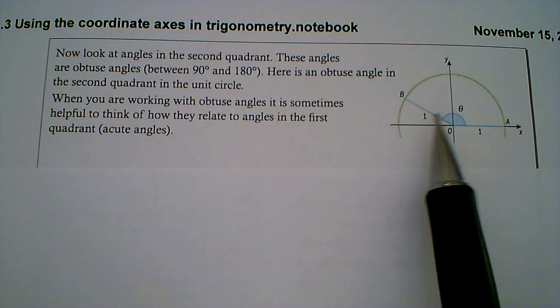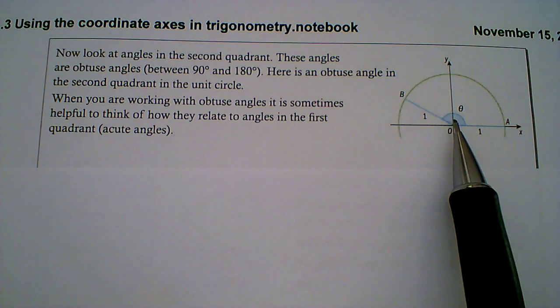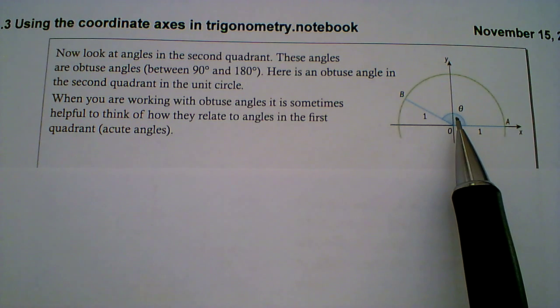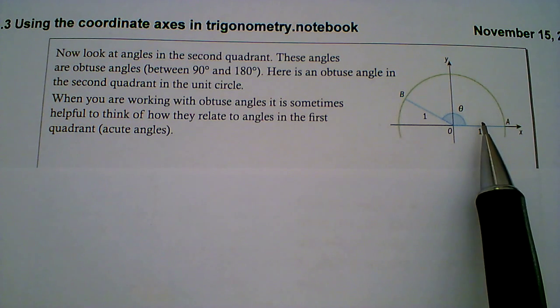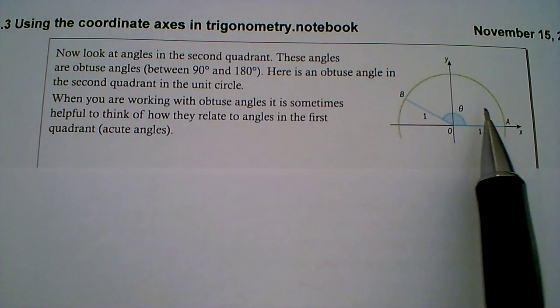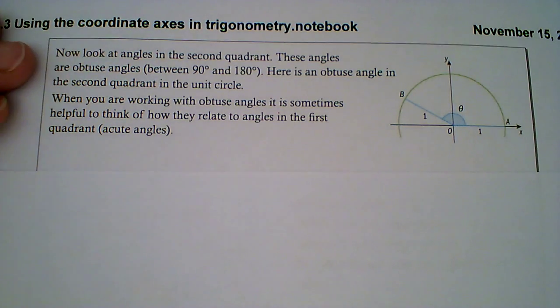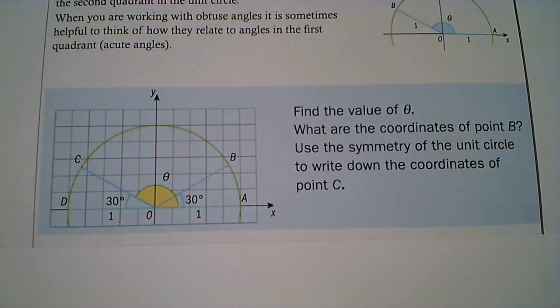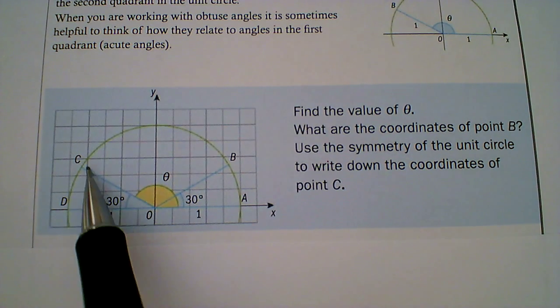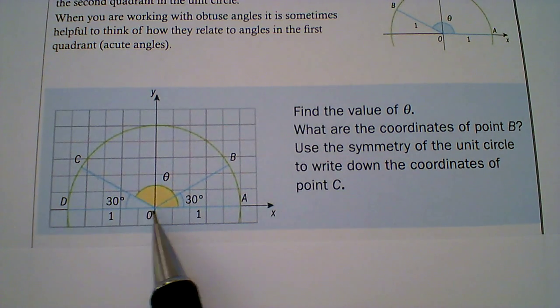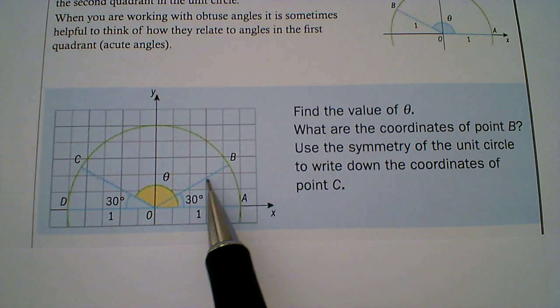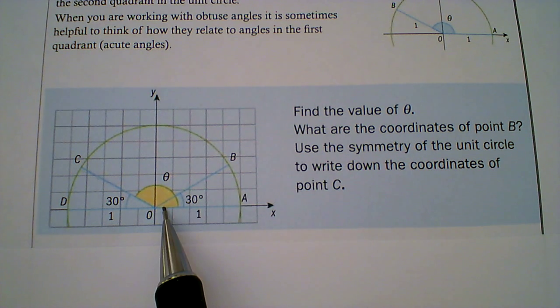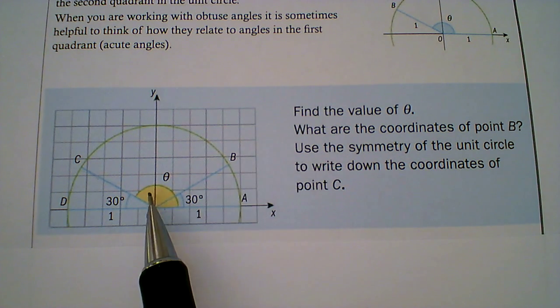So when we're working with an obtuse angle, sometimes it's a lot easier to think about the angle that it relates to in the first quadrant. What acute angle does it relate to? What do we mean by that? Let's look at this diagram in a different way. If we look here at this obtuse angle, we can relate that to the acute angle that's in the first quadrant.